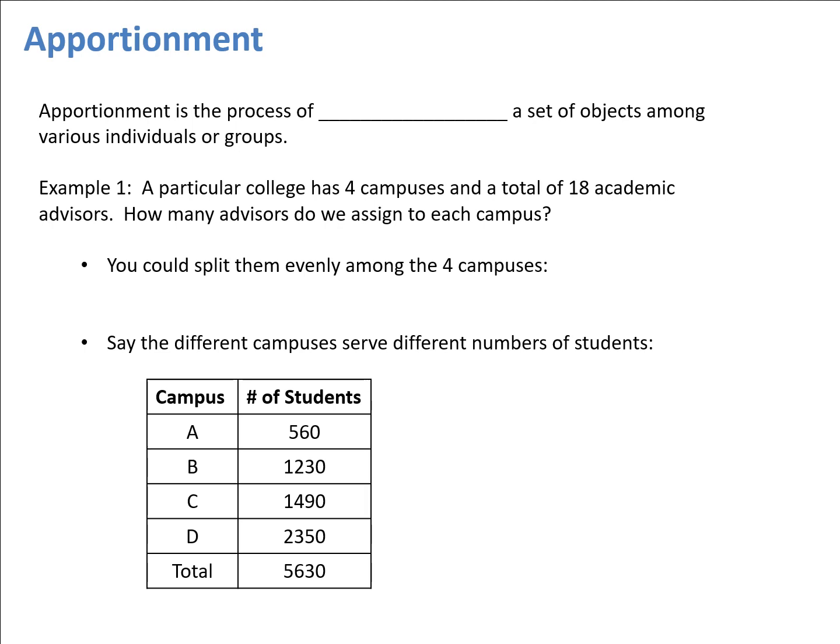Our first topic is apportionment. Apportionment is the process of dividing a set of objects among various individuals or groups. Let me give you an example of that.